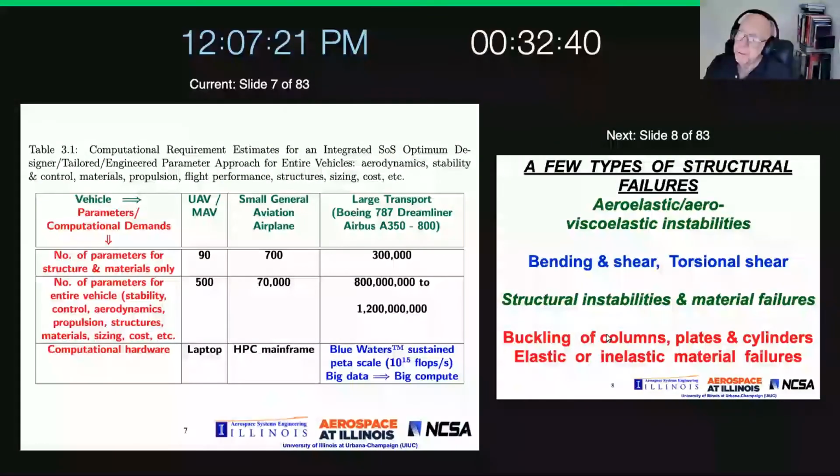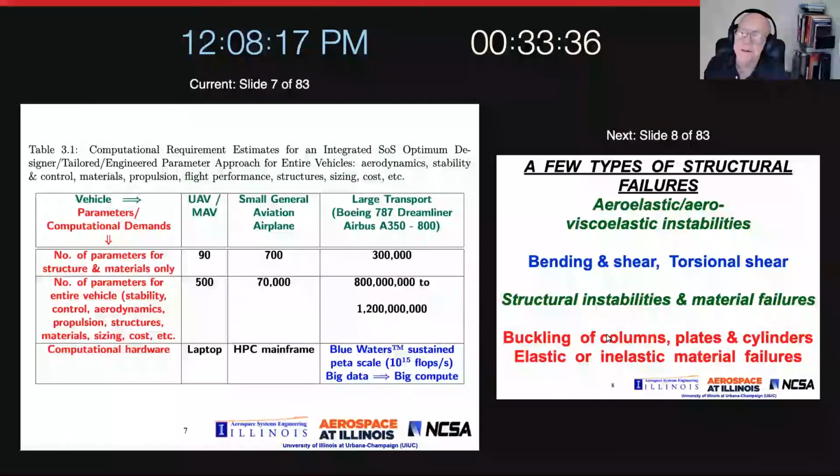So if we just look at the structural part of the vehicle, this is a rough estimate I made. Don't hold me to the numbers, but relatively, the sizes are in proportion. When you're looking at UAVs and micro AVs, you've got relatively few, and these are just the structural parameters, as I said. You can do them on a laptop. When you look at a small general aviation plane, you're talking about a high performance mainframe. And when you're looking at a big airplane like the 787 or the Airbus A350, then look at the number of parts that you have to deal with.